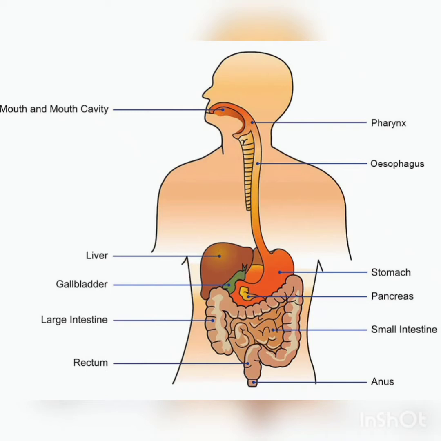All of you try to say together the digestive system that includes buccal cavity, esophagus, stomach, small intestine, large intestine that ending in rectum and anus.